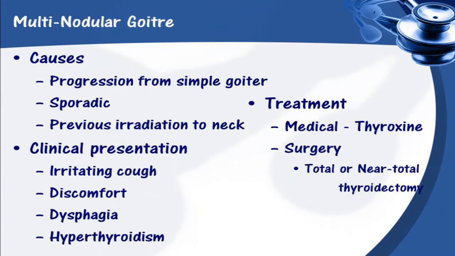Next is multinodular goiter, which is caused by progression from simple goiter. It could be sporadic, or it could be because of previous irradiation to the neck. Clinically, it presents as irritating cough, discomfort, dysphagia, and hyperthyroidism. Treatment is medical supplementation with thyroxine or surgery leading to total or near total thyroidectomy.